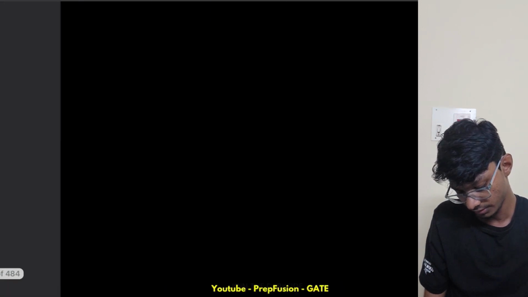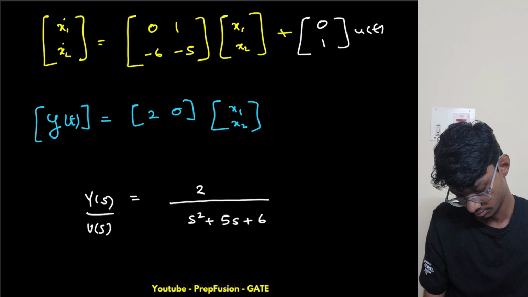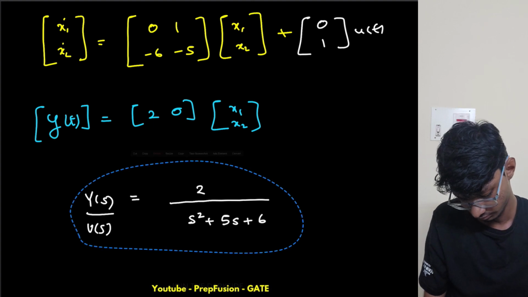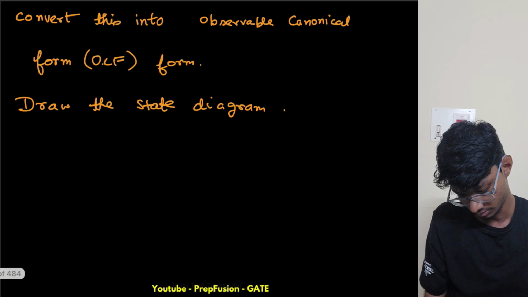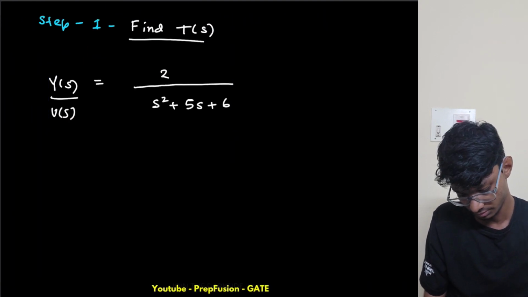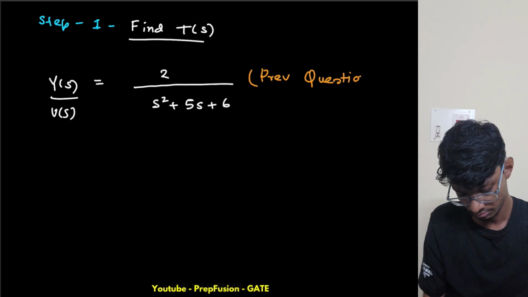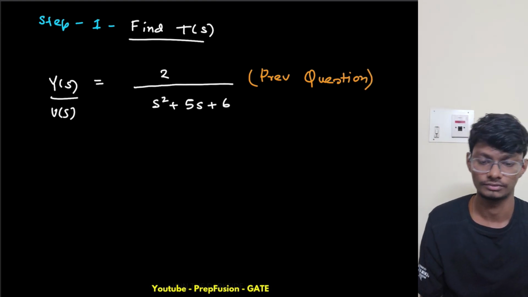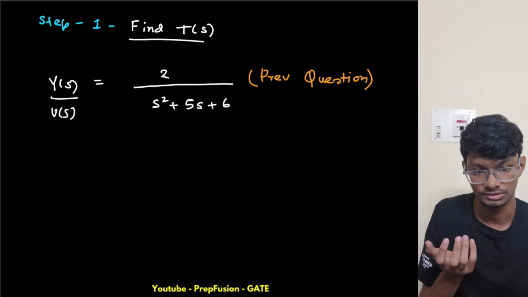So the transformation we have already found out, so I will just copy and paste. Yeah, this one, right, this one. Where is it? Yeah, here. Previous question. Okay, the transformation is from the previous question. So this is basically my transformation.